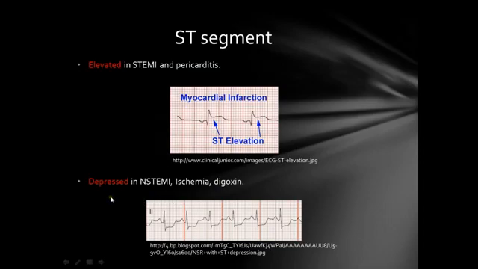It is depressed in non-ST elevation myocardial infarction, ischemia such as stable angina and unstable angina, and in digoxin toxicity. See here the ST segment depression, and we have a T wave inversion. This is probably ischemic change, because you've got a T wave inversion as well.